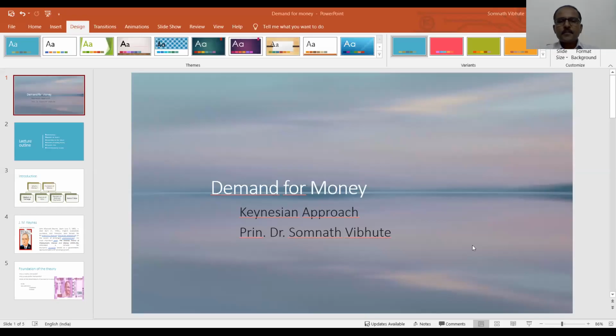So, good evening, students. Let us have a lecture on demand for money. Students, you are aware that there is a version called the Keynesian version as far as the demand for money is concerned. And in the present lecture, we are going to see the Keynesian approach or Keynesian views as far as demand for money is concerned.